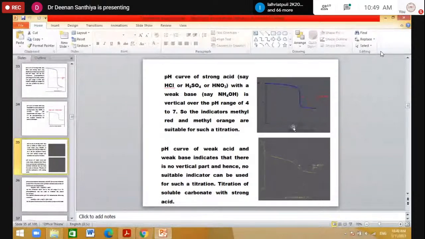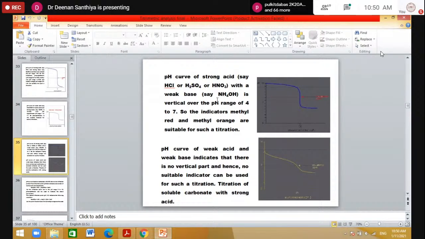Again, if you see this, for strong acid and weak base, this portion is different. That is 4 to 7. So 4 to 7, again methyl orange is the indicator for this type of titration. Strong acid, that is hydrochloric acid, versus ammonium hydroxide. Ammonium hydroxide is a weak base.